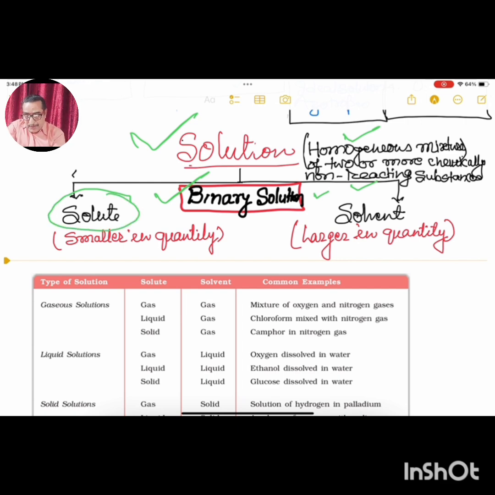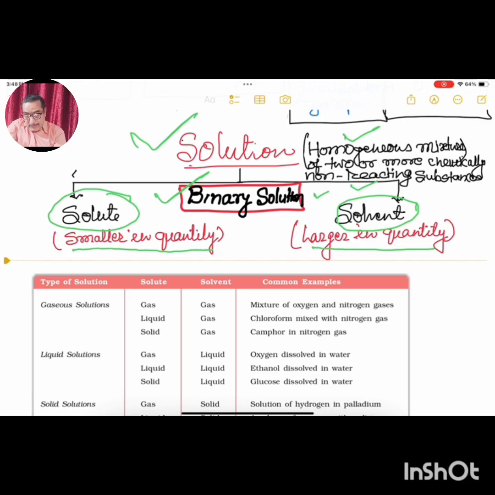A solution consists of two components. One is the solute, the other is the solvent. You are very familiar with sugar solution and lemon juice solutions that are used daily in our homes also. So how do we identify the solute and solvent, which one is solute, which one is the solvent? It's very easy if you recall the simple rule: those which are smaller in quantity and those which are larger in quantity. If it is smaller in quantity, that is the solute. If it is larger in quantity, it is called the solvent.